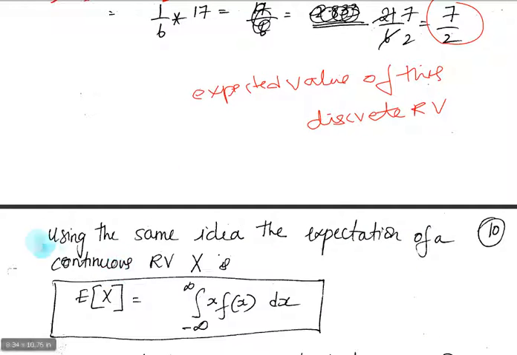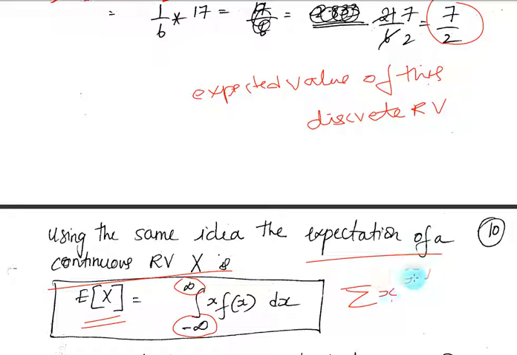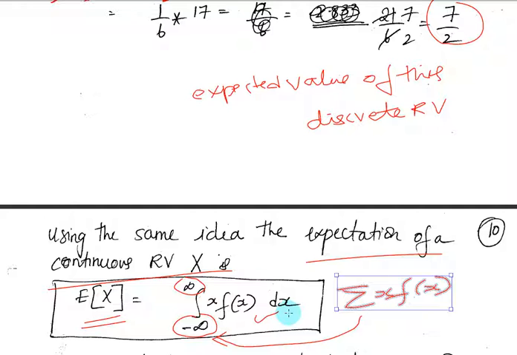We can use the same idea for the expectation of a continuous random variable, which is E of x, nothing but the integration between negative infinity and positive infinity of x f of x. Previously, if you recall, we had summation x f of x, and the summation is now replaced with the integration. The idea still remains the same.